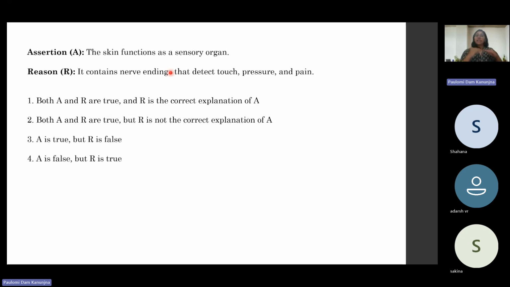Okay, so assertion reason, if someone was not there in the previous class, is basically this type of question where your first statement and your second statement should be connected with each other. You have a statement, and the reason for the statement is given in the second statement. Are these two correct, and are these two properly explaining the previous one? Here the first statement is the skin functions as a sensory organ, and the reason is that it contains nerve endings that detect touch, pressure, and pain. So are these two statements correct and related?